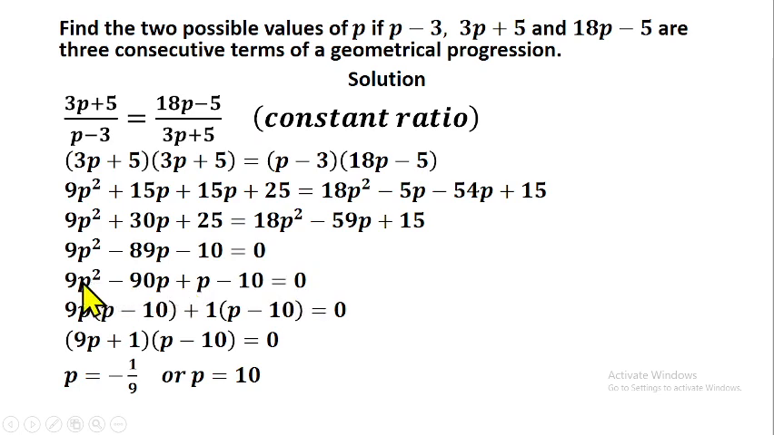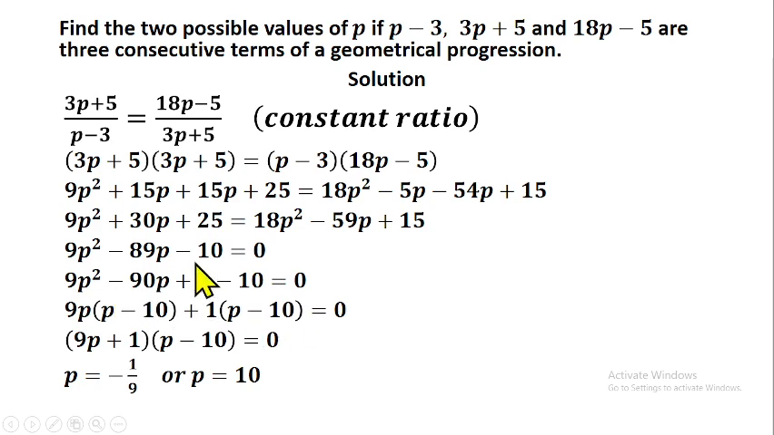Then we can now solve this quadratic equation using any method we know. But this can be solved using the factorization method. 9 multiplied by minus 10 will give us minus 90. Look for two numbers you can multiply together to give us minus 90, and when you add them together, it will give us minus 89. So that should be minus 90 and 1. Minus 90 times 1 will give us minus 90, then minus 90 plus 1 will give us minus 89.